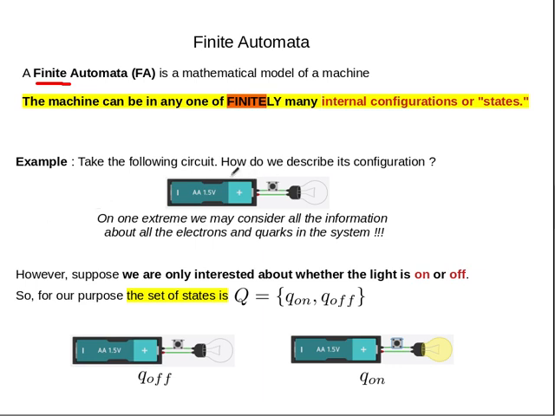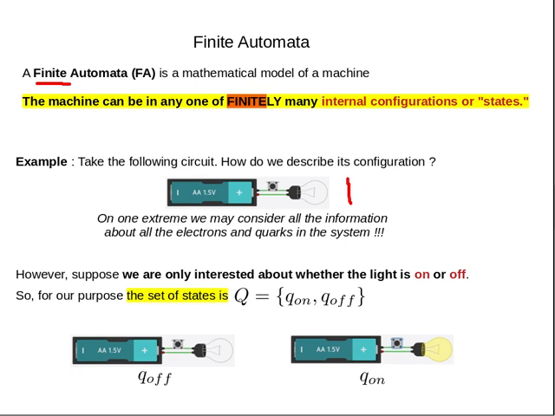There is a simple circuit. If you push the switch, the light will be turned on. If you push the switch again, it will be turned off. Now, how will you describe this system mathematically? You can write all sorts of equations of physics. You can, in principle, ask for all the information of all the subatomic particles and quarks and electrons, but that is not really required if all you are interested in is whether the bulb is on or off, right?